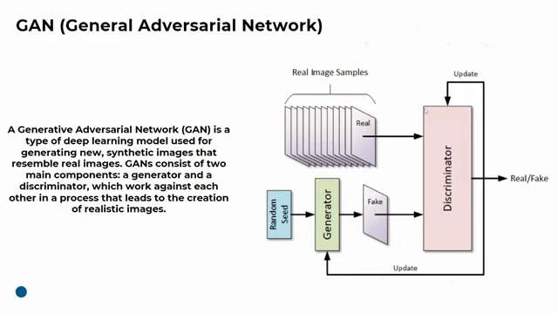In a GAN, there are two main components. First is a generator, and the second one is a discriminator. The generator's job is to create new images from random noise. These images start off random, but as training progresses, the generator learns to create images that increasingly resemble the real images. The generator takes in random input, often a vector of random numbers, and applies a series of transformations to produce an image.